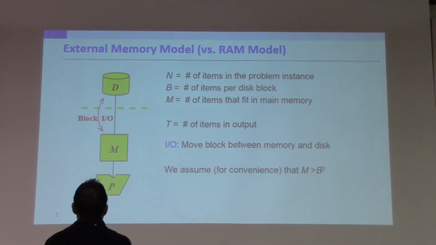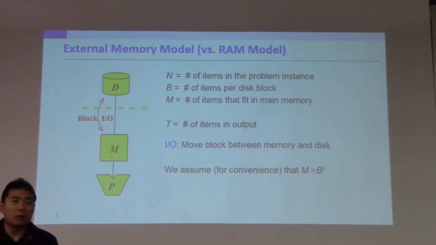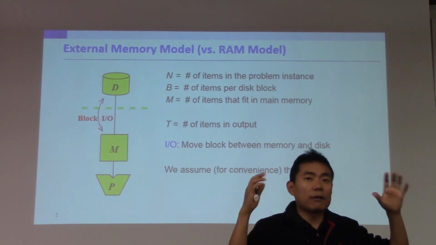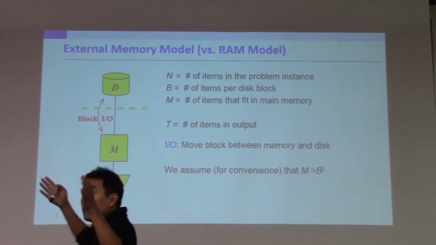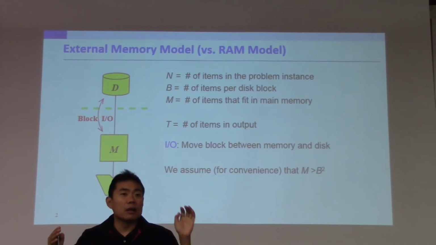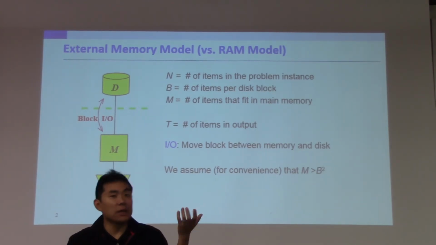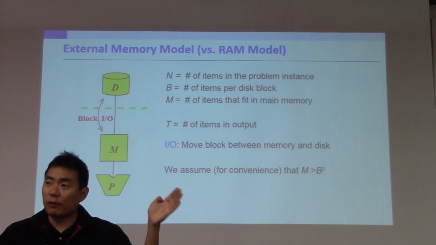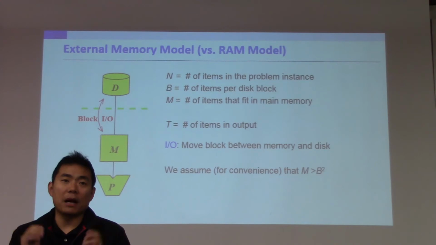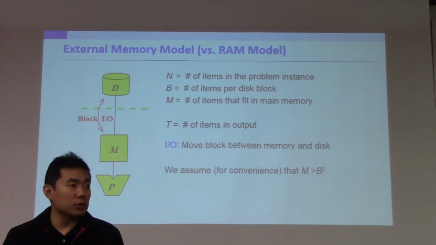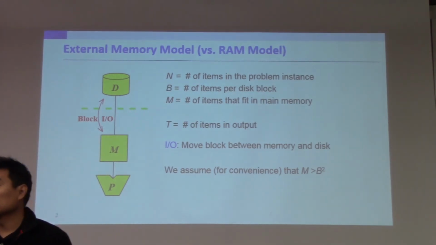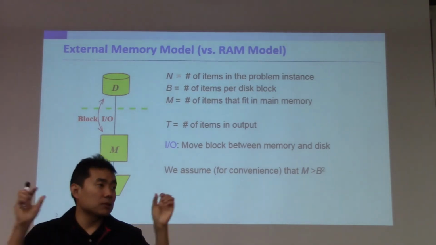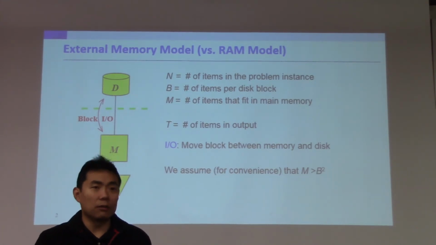B is the number of items per disk block, or number of items per page. What that means is how many records you can fit in a page. For example, if my page size is 4 kilobytes and each record is 40 bytes, the value of B is what? 100. But if my page size is 4 kilobytes and my record size is 10 bytes, the value of B will change to 400. So B is determined by the page size and the record size, the relationship of the two.